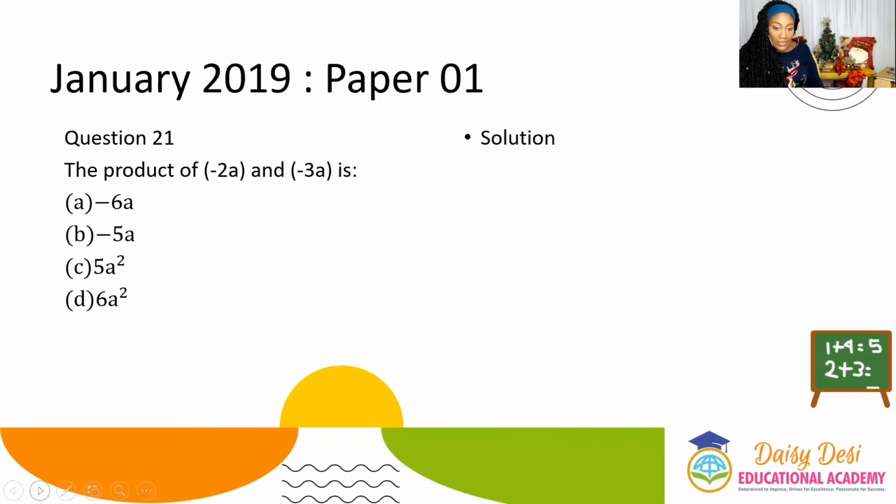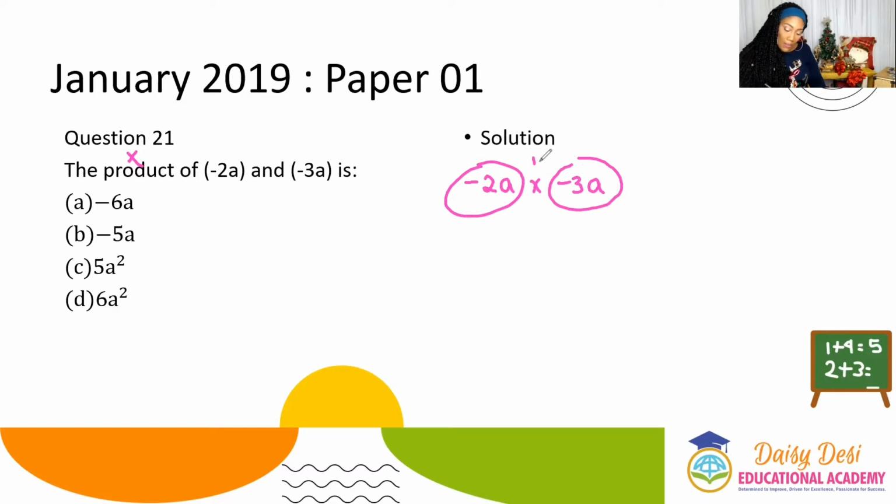This is the January 2019 Paper 1, question 21. This question is of the same nature. The question says the product of -2a and -3a is. Now product means to multiply. That becomes -2a multiplied by -3a, because we want the product of this and this. Remember, product means to multiply. That's -2a multiplied by -3a, just like before.